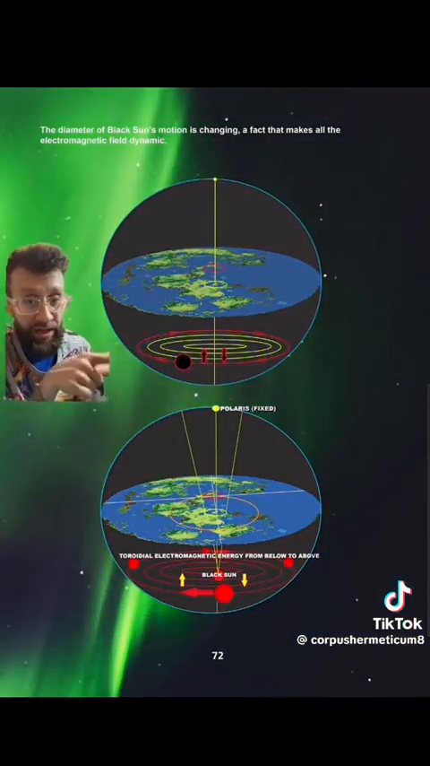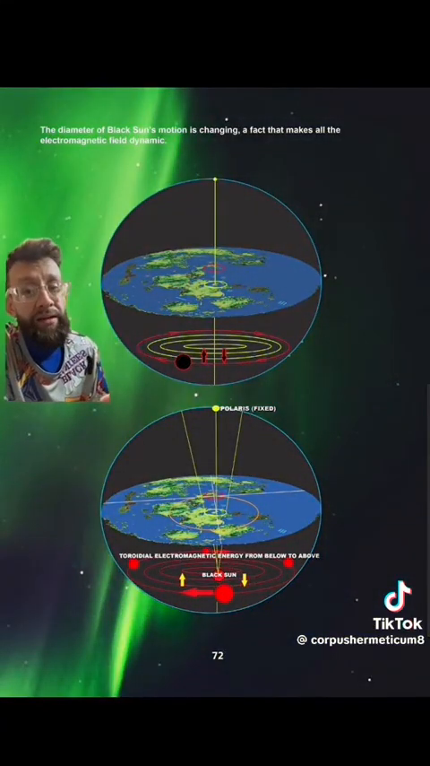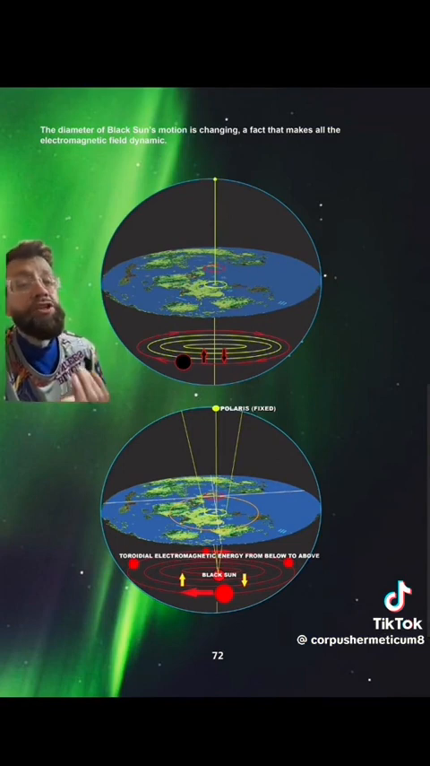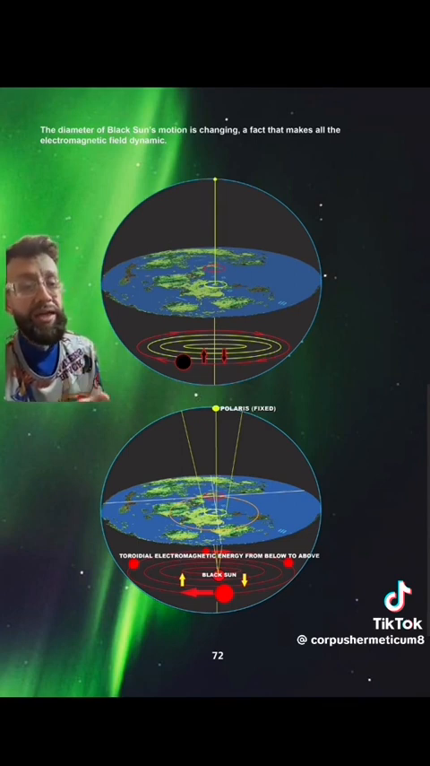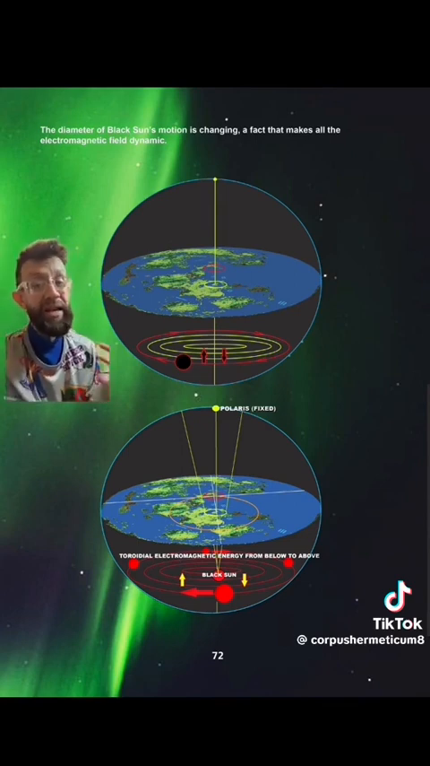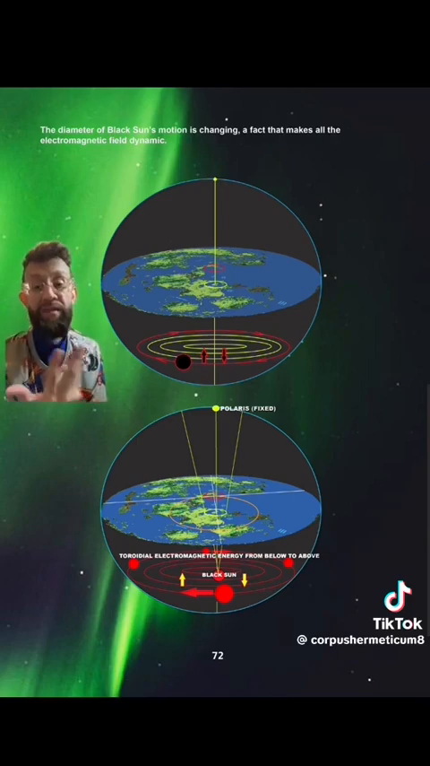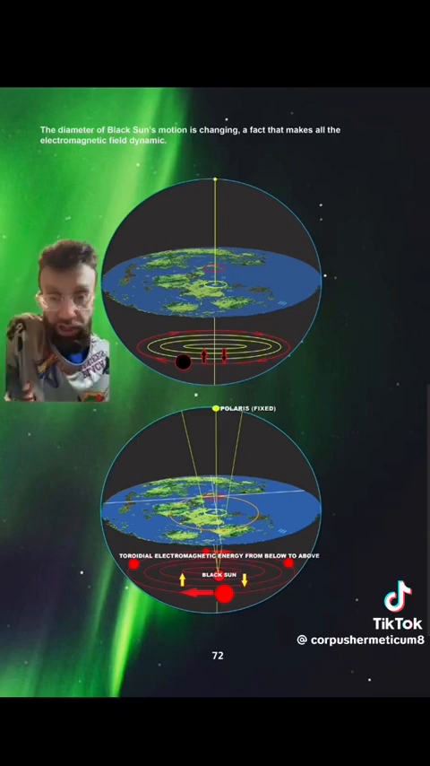Okay, now the black sun you see here, it's always rotating, and also the diameter of the black sun's motion is always changing. It's always oscillating inward and outward. Okay, this is a fact that makes the electromagnetic field a mechanical dynamic that goes in and out. It's a fluctuating toroidal hyperbola.